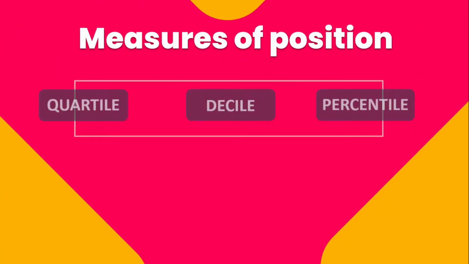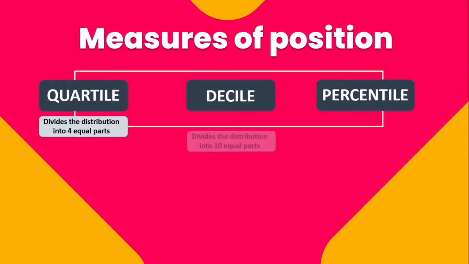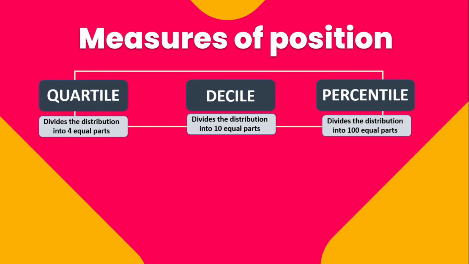Measures of position, we already discussed this, and maybe some of you already answered it in quarter 4, module 1 and module 2: the quartile, the decile, and the percentile. Let's go back. When we say quartile, from 100%, it divides the distribution into 4 equal parts, while the decile divides the distribution into 10 equal parts. The percentile divides the distribution into 100 equal parts.